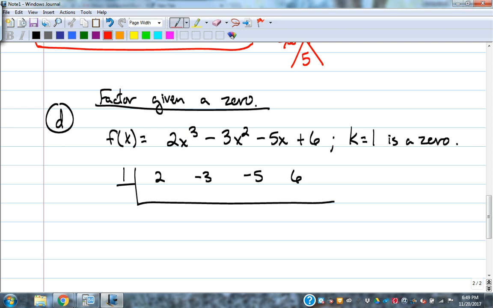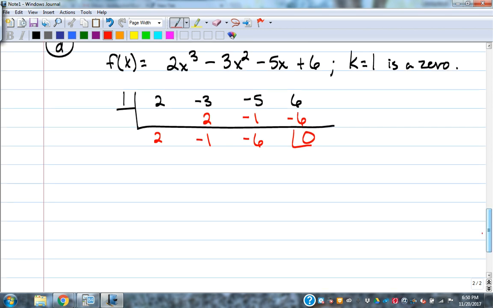Now, we've got to think a little bit when we go to do our factors, but we'll get there. Drop the 2 down, multiply. -1, -1, -6, -6. And what do you know? There's a 0 there in the remainder. Should have been. They told us it would be. Okay. So, right now, the factors are 2x squared minus x minus 6. What's the factor that goes with k equals 1? x minus 1. Good.